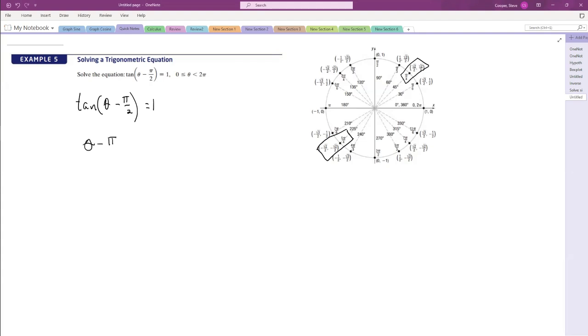Okay, so we can start by saying that theta minus pi over 2 is equal to pi over 4, and then we'll add plus an integer times the cycle, pi. And then we'll add the pi over 2 to both sides. So we end up with this. Theta is equal to 3 pi over 4 plus k times pi. Okay, and we want answers between 0 and 2 pi.